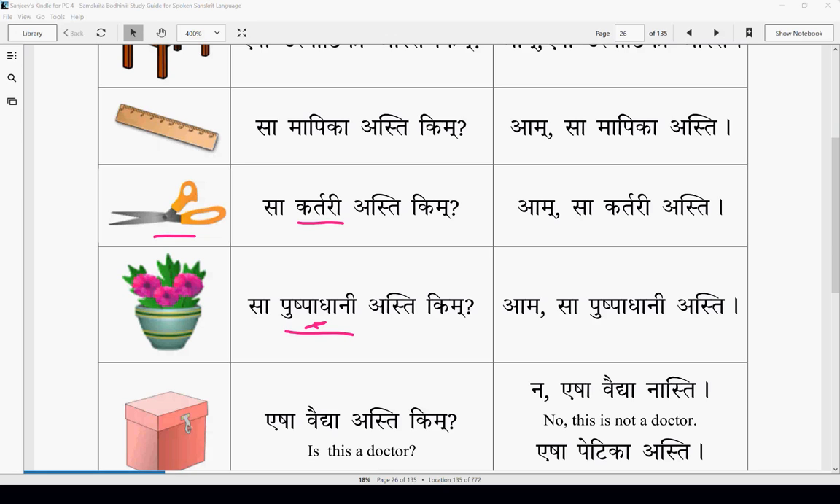Okay. So here, note that, just general understanding, adhani means support. Pushpadhani, pushpa is pushpam. Pushpam is an apumsakalinga word. Pushpam means flower. Like phalam, we have pushpam. Adhani is something which supports. So here, pushpadhani, one which supports the flowers, in this case just a flower vase. Okay. Next one.